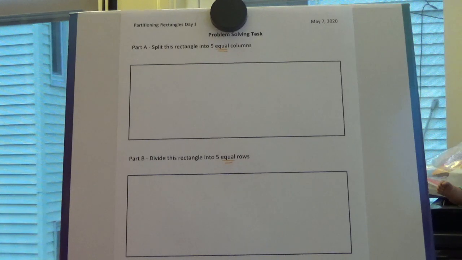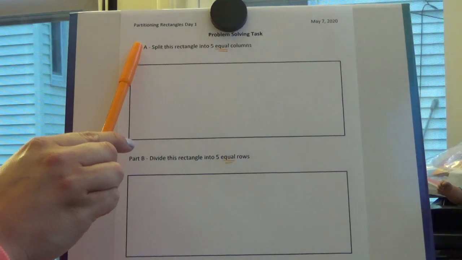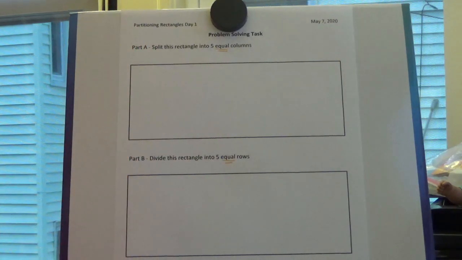And if you do have a pencil, I would recommend using that because you might need to do some erasing. So you're going to go ahead and pause the video and make sure you follow the instructions for part A and for part B with 2 separate rectangles. Pause the video now.